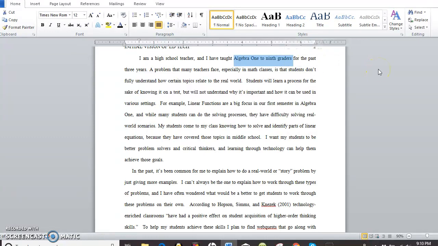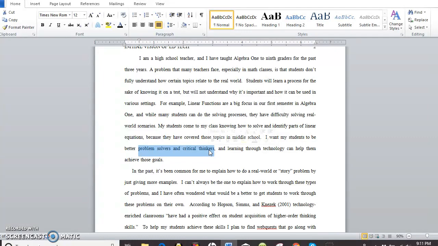Why I wanted to look at web quests: I'm always looking for ways to help my students become better problem solvers and critical thinkers, since they need those skills this year when they take the PSAT 9, and eventually the SAT and college. Using those skills in general, not just in math class but in other areas, is extremely important.